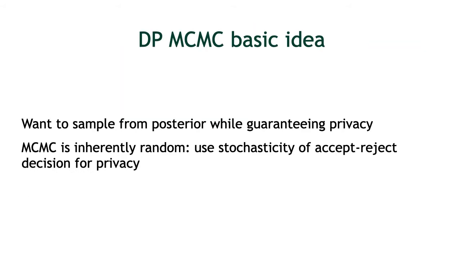So here's the main thing. We want to sample from the posterior while guaranteeing some privacy. Since we already know that MCMC can have this built-in randomness in the acceptance test, let's try to use that for privacy. So on the next slides, I'll first derive a DP acceptance test using full data on each iteration, and then another test using data subsampling.